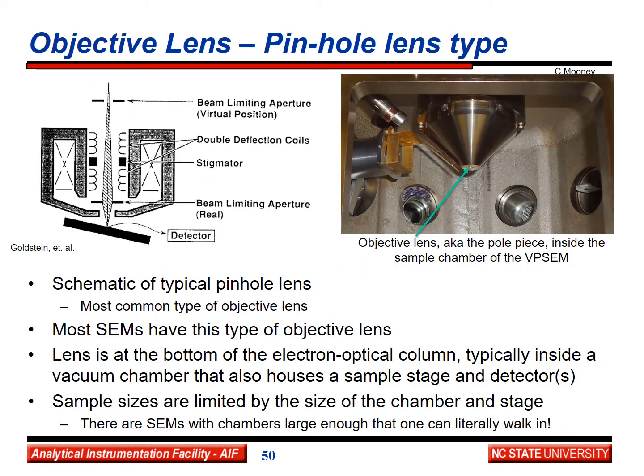There are several types of objective lens. The most common is the pinhole type lens. A pinhole type lens is shown in schematic form on the left, and a photograph of one is shown on the right. And this is the most common type of lens that you'll find in an SEM. The lens is at the bottom of the electron optical column, usually in the vacuum chamber, and the sample sizes are limited only by the size of the chamber and the stage. And there are SEMs with chambers that are large enough that you can literally walk inside it.